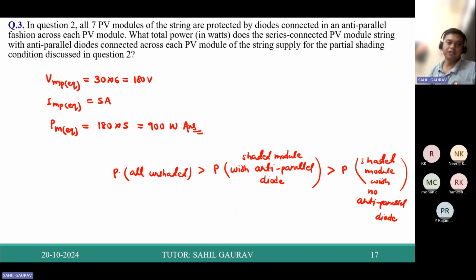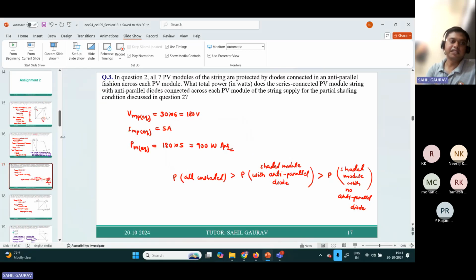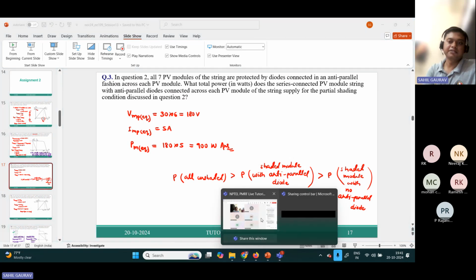So you can easily understand. If the shaded module is there and the anti-parallel diode is not there, there is no bypassing part, so it will have a negative factor. So this will lower the power coming from the PV modules. If you have bypassed this shaded part, then the power coming out from the PV module will increase. And if there is no shaded part, then we will get maximum power from the module. So these three problems we have seen for the series connection. Similarly, we will see for the parallel connection.